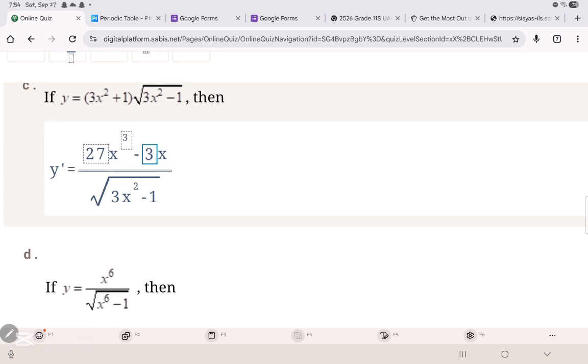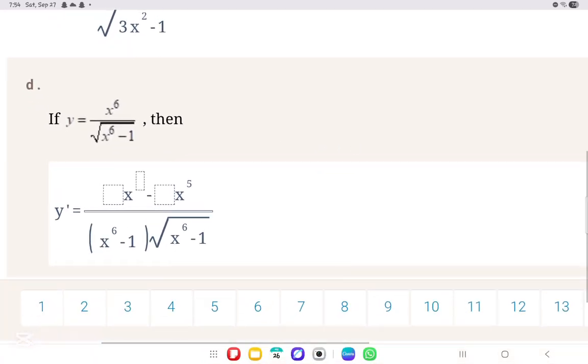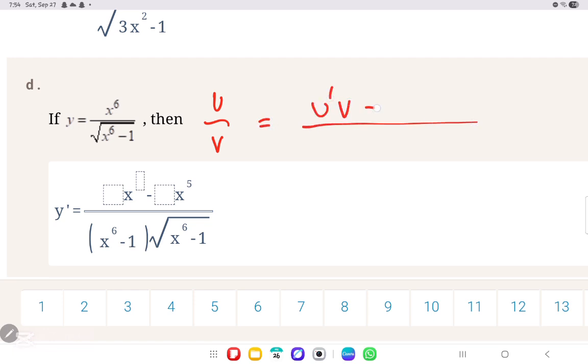And then last but not least, the very last question. This is what? This is u over v. Perfect. How do we know it's u over v? Because it's a nomial over a nomial. So what's the equation of u over v? The equation of u over v is u prime v minus v prime u over what? Over v squared. So let's do that.